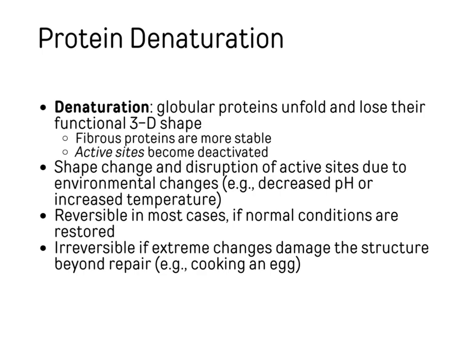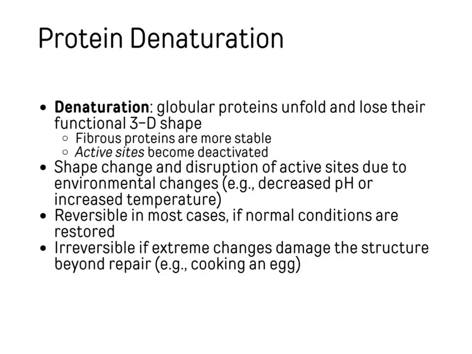Protein structure is so important that if environmental conditions shift, it may denature a protein, basically make them unfold and lose their functional 3D shape. Fibrous proteins are going to be more stable than the globular proteins, whose active sites can easily become deactivated because that shape change can disrupt those active sites. And environmental changes like increases or decreases in pH or increases and decreases in temperature, especially to extremes, can unwind proteins. Now, in some conditions, this is reversible, but in others, it's irreversible.